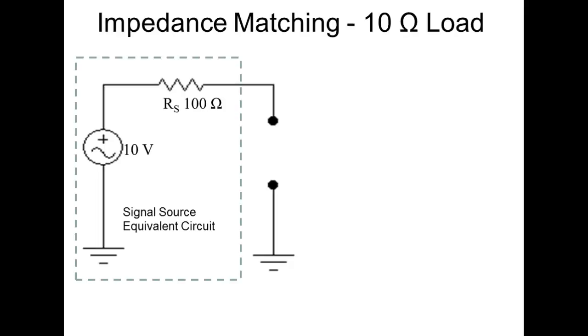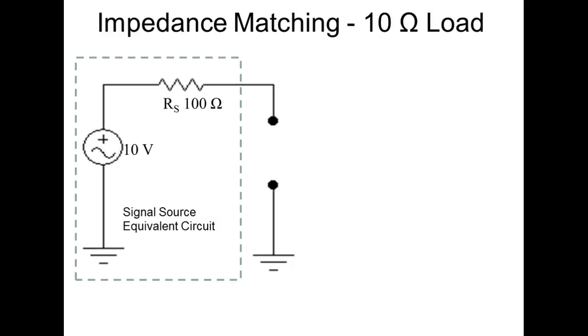Every signal source has an opposition. So it means if I try to pull too much current out of it, I'm going to get a voltage drop, so I don't get as much out of the signal source. So what I'm going to do is come over here. We're using a 100 ohm resistor right here to represent the internal resistance of the signal source itself. And I'm going to load this down.